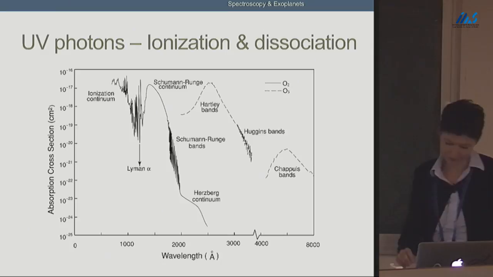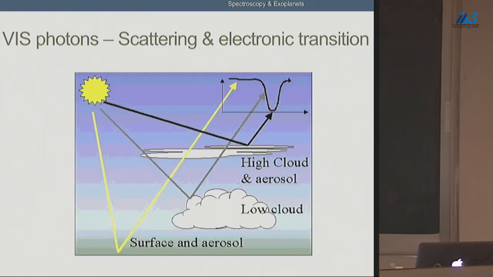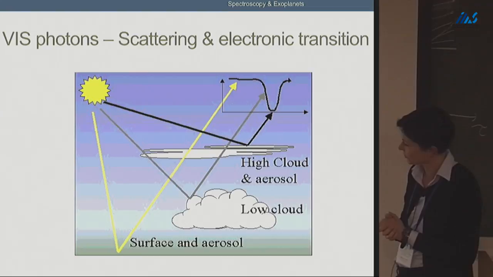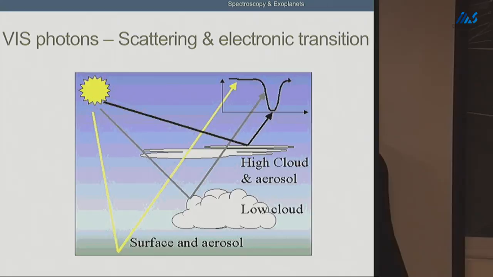Okay, very quickly, visible photons. Mostly in the visible, more than being absorbed, visible photons are basically scattered, meaning molecules or particles or the surface change the direction of the incoming photons from the star. Of course, it depends on the temperature of the star, but for a star like the Sun, most of the photons are located in the visible part of the spectrum. And most of these photons are bounced back. This is what was being called albedo. If you integrate over all the photons in the visible which are bounced back, that's what the albedo is.